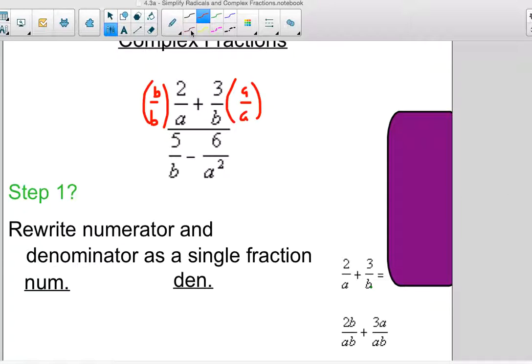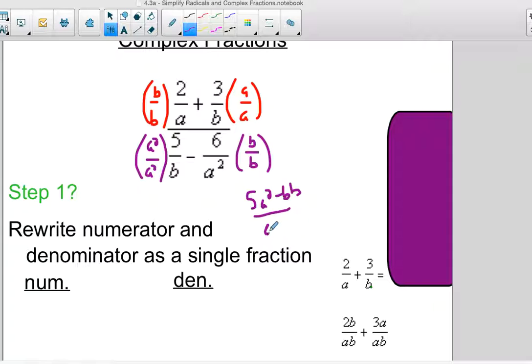And the denominator is going to work the same way. If I do a squared over a squared, same thing as 1, so I can do it. And then times the right side by b over b, I will have 5a squared minus 6b all over a squared b. Okay, so again, two fractions, now it's only one fraction.